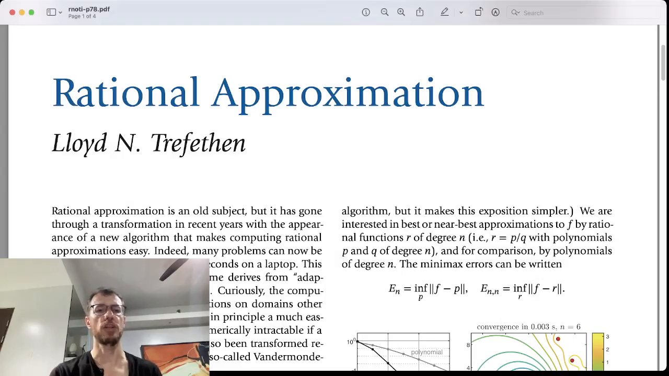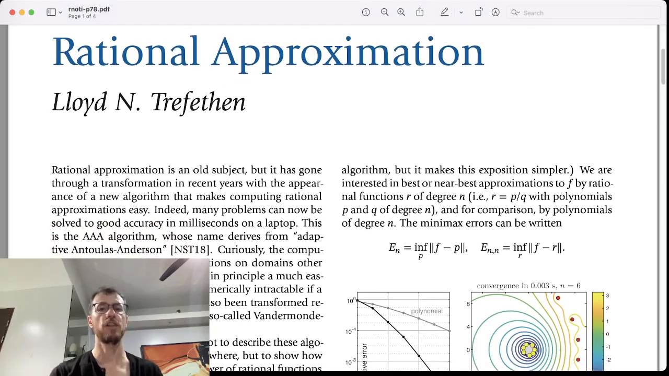Rational Approximation by Lloyd N. Trefethen. I'm Dr. Samuel Allen Alexander, mathematician and philosopher, still here, and I'm reading this article published in 2025 in the Notices of the AMS.